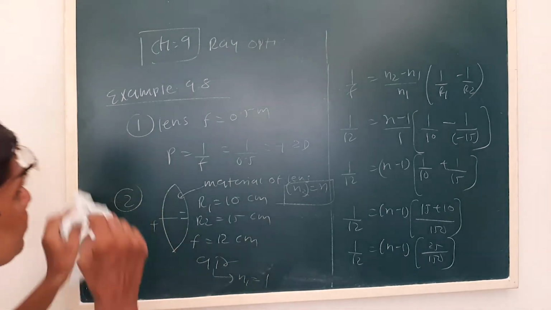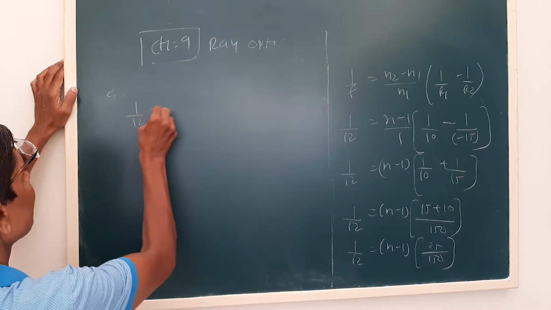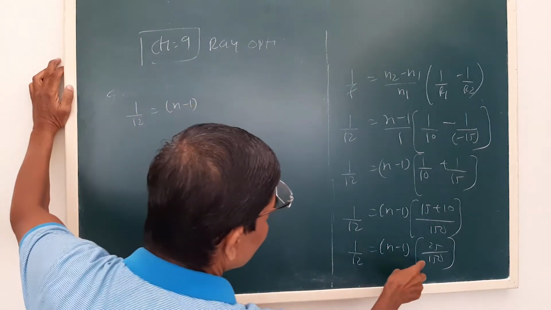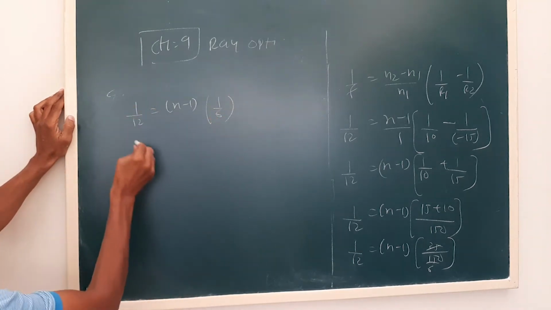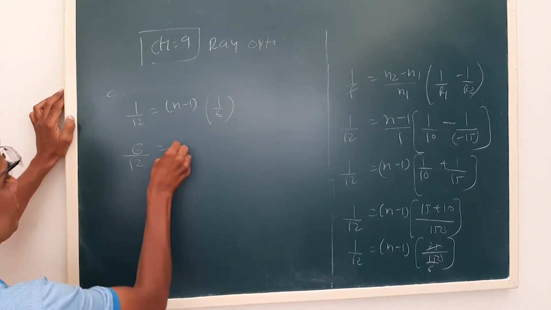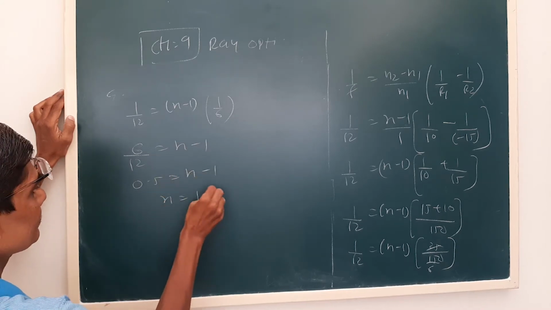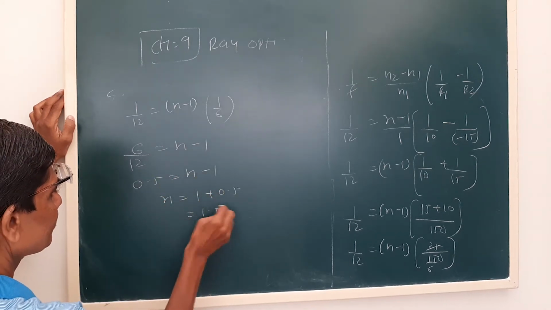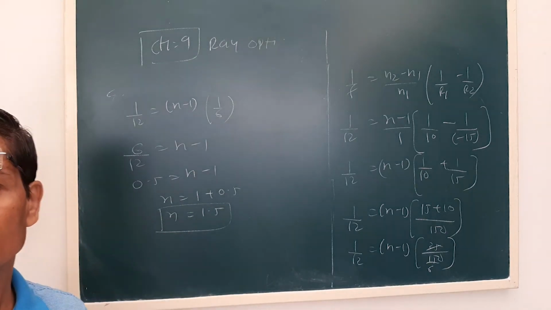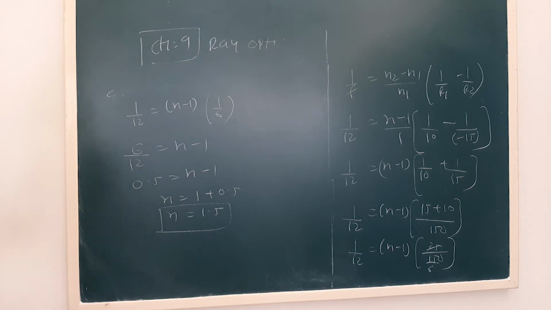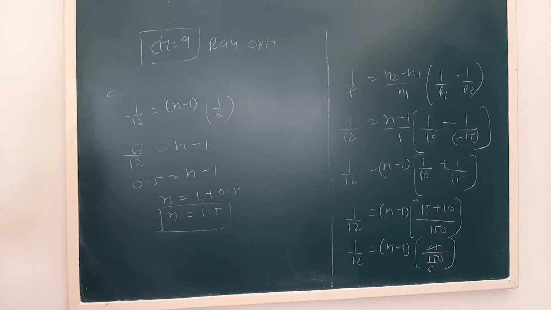Now if we solve, see 1 upon 12. So this will be 25, 6, yeah. Okay, it will be 1 upon 6. 6 if I take on the left hand side, this 0.5. Okay, so in that case, see, the refractive index of the material of the lens is 1.5. See, this is the second part of the question. Now see the third part of the question.